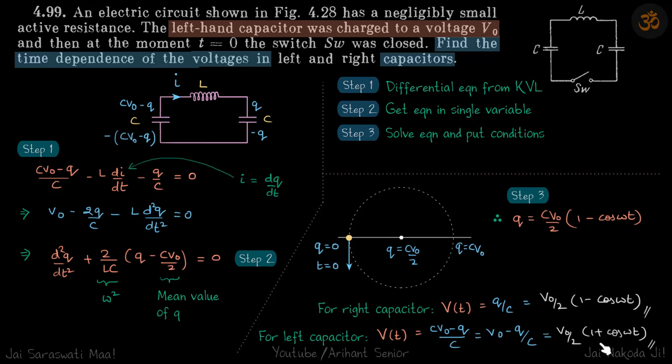So you can see here when the voltage on the right capacitor is maximum, then cos omega t is minus 1. Then the voltage on the left capacitor at that time will be 0 and vice versa. When here the voltage is maximum, here the voltage will be 0. Same with charge because voltage is proportional to charge. Alright.